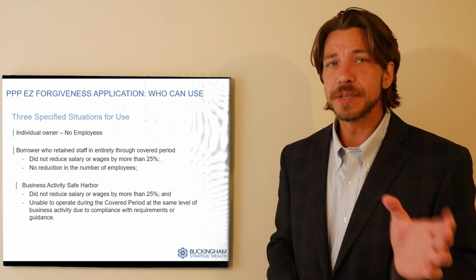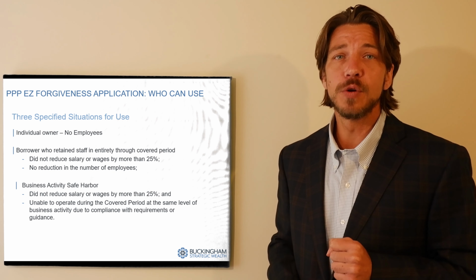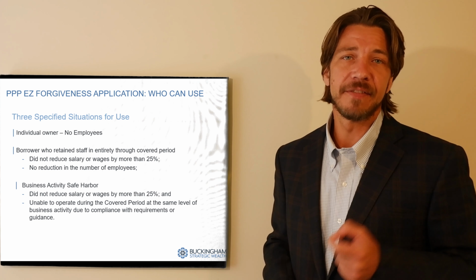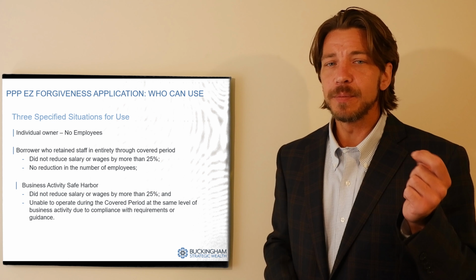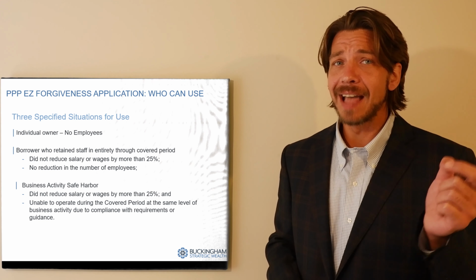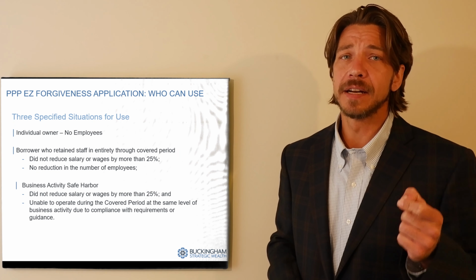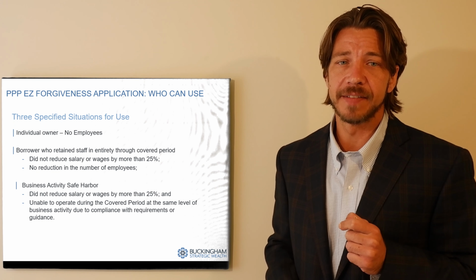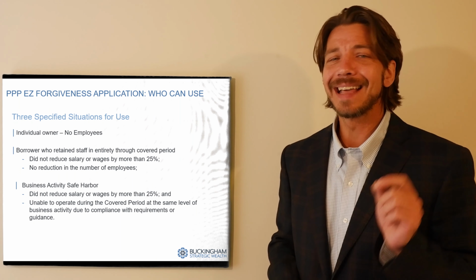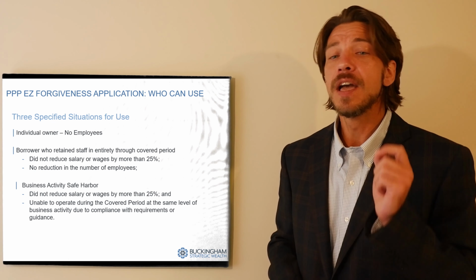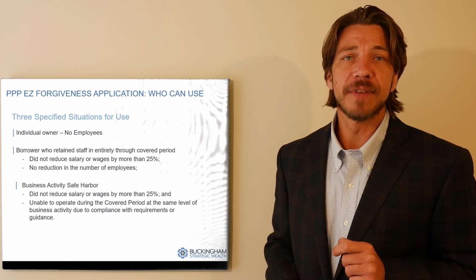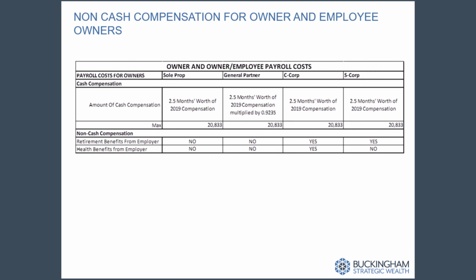And then the final group, which applies to really kind of everybody I think who is watching this video, is those who qualify for that business activity safe harbor. We still have to acknowledge that we did not reduce salary or wages by more than 25%, keeping in mind that that's the per hour wage, not that we didn't reduce the number of hours due to business activity. And that we were unable to operate during the covered period at the same level of business activity due to compliance with requirements or guidance by certain federal organizations, which we'll cover again.